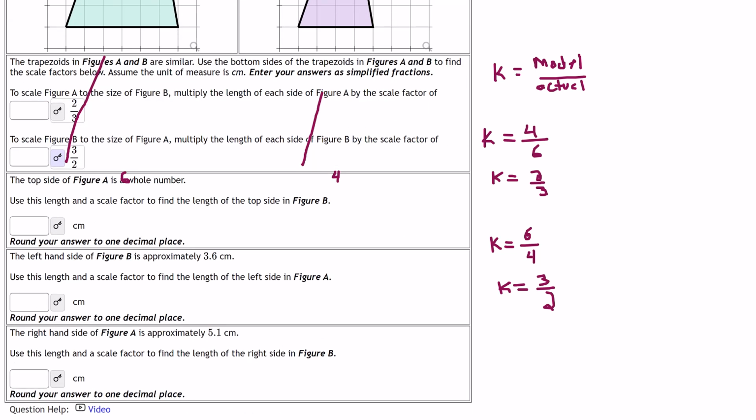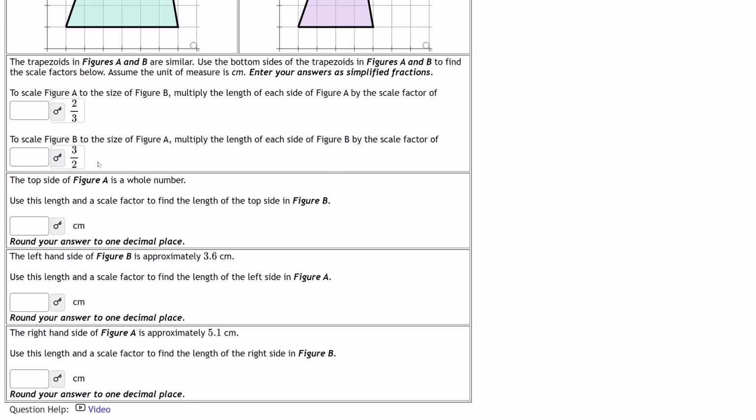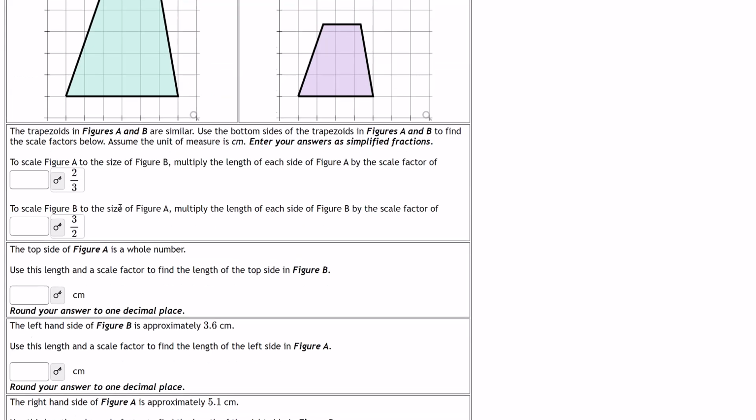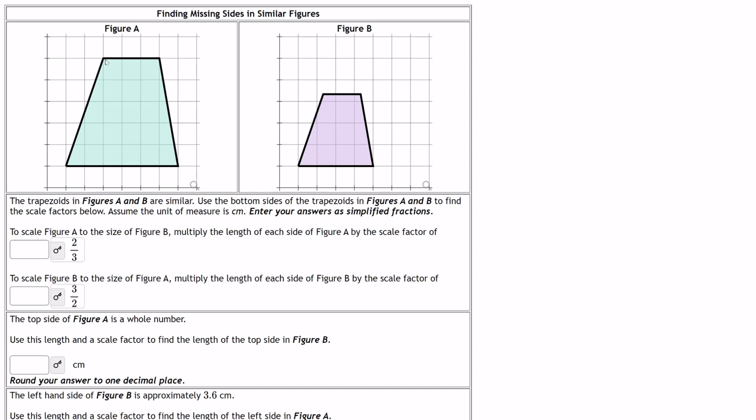So now, that was kind of the hard bit because now we have our scale factors. Now it says the top side of figure A is a whole number. Use this length and the scale factor, which we found already, to find the length of the top of figure B. So figure A is a whole number. I can see that the top here is actually 3. So this is a length of 3. And this one doesn't nicely land on the line. It looks maybe like 1 point something or maybe 2. But I do know I can multiply that 3 by our scale factor. If I multiply that by 2 over 3, that'll be this line.